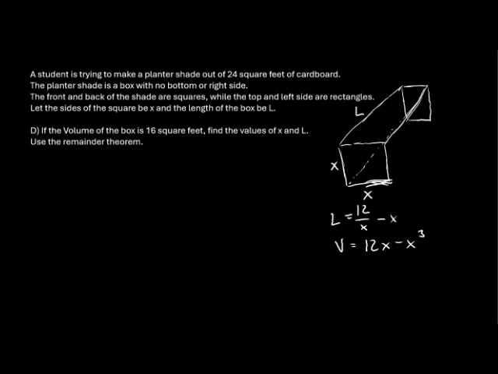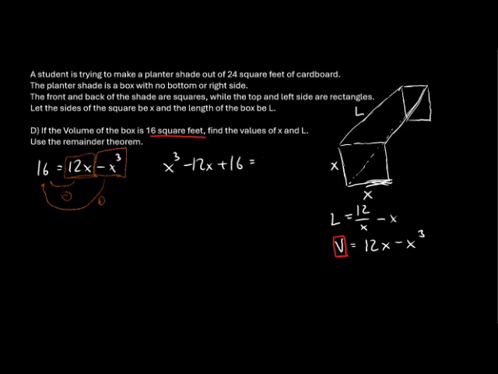Part D asks, if the volume of the box is 16 square feet, find the values of x and L. We'll use the remainder theorem for this. We'll let the volume of the box be 16 square feet, and so we replace the V with 16. Therefore, our equation will be 16 equals 12x minus x to the third. Now to simplify, we will move the 12x over to the left and change its sign to negative. We'll also move the negative x to the third over to the left and change its sign to positive. Therefore, our equation will now be x to the third minus 12x plus 16 equals 0.